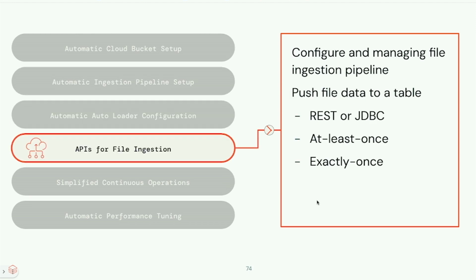I already talked about the two APIs. One is for configuring and managing the ingestion pipeline. And the other one is for pushing the file data to tables. And the push API is going to support both at-least-once and exactly-once semantics at the file level.